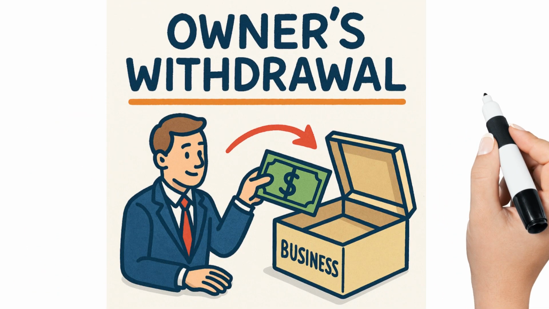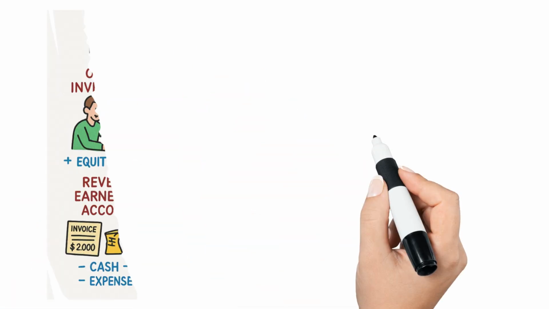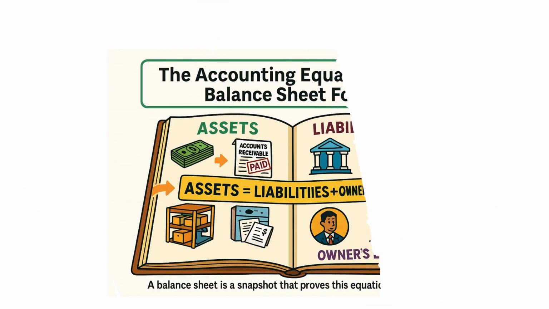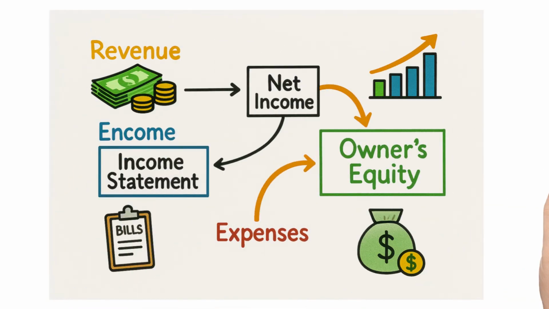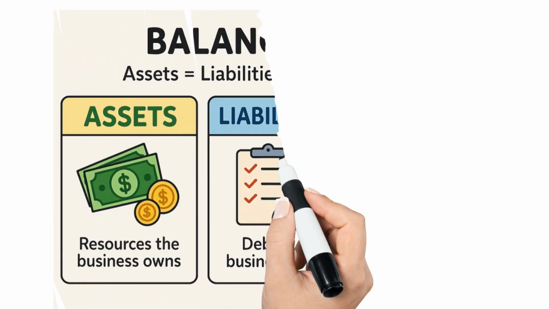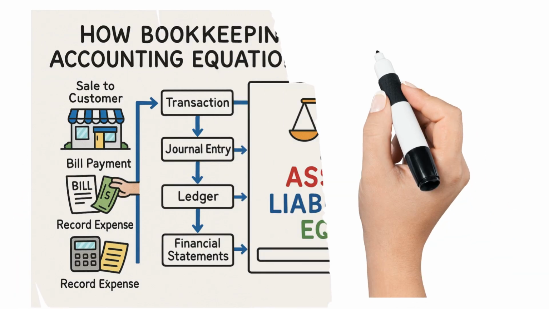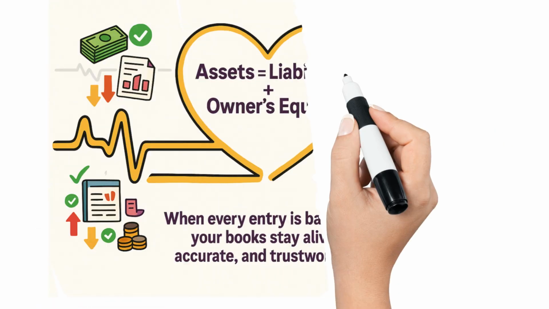So, how do these three parts fit together on your financial statements? Imagine a balance sheet. It's called a balance sheet for a reason. On the left side, you list all of the company's assets. On the right side, you list all of its liabilities and the owner's equity. And here's the rule. The total of the left side must always equal the total of the right side. When it balances, you can be confident that your books are in order.